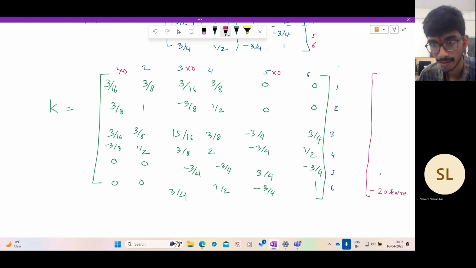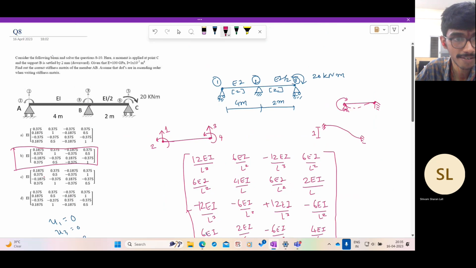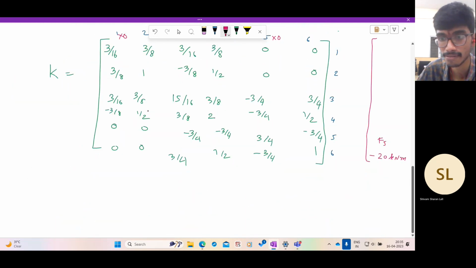And this we don't know. So F5 is unknown. And F4 is also, there's no applied moment here, right? There's no applied moment here. So that is 0. And F3 is unknown. There's no applied moment here. F1 is unknown.